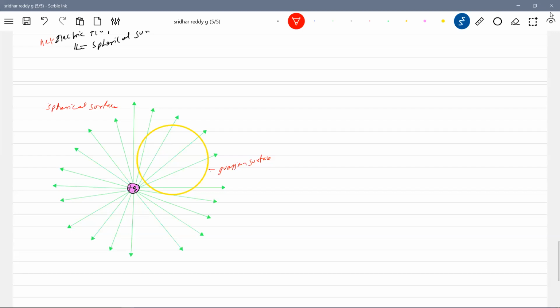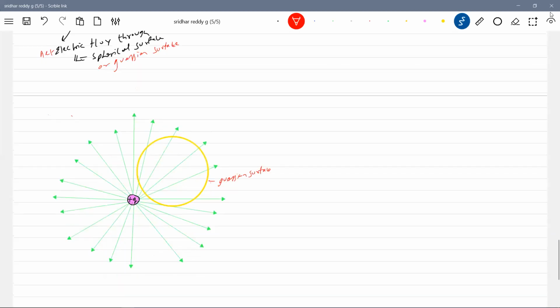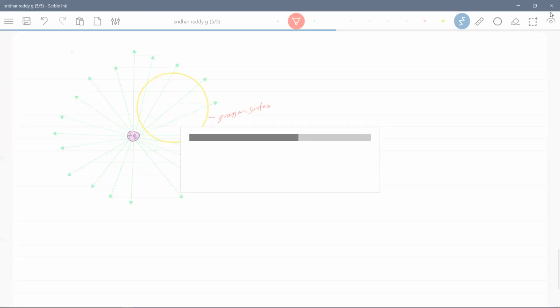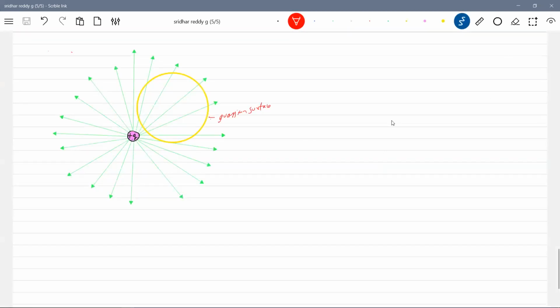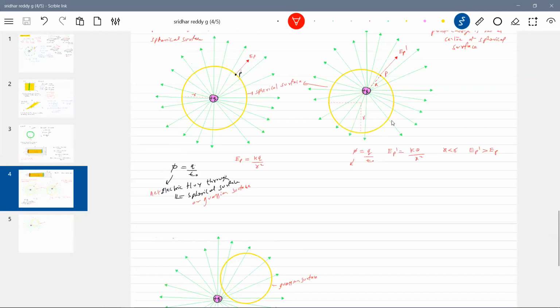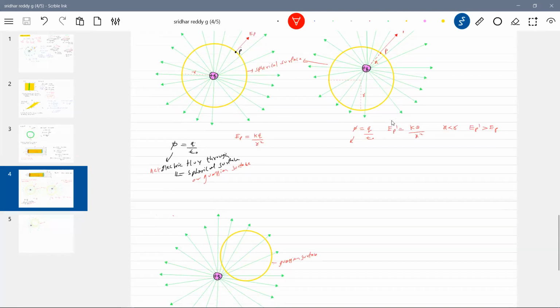Please do answer. You should answer. Spherical surface or Gaussian surface? Both are same. I'll bring both the diagrams so that it'll be easy for you. I think you are able to see the complete. Compare this and answer it now.